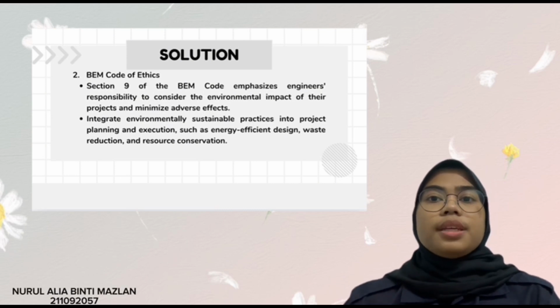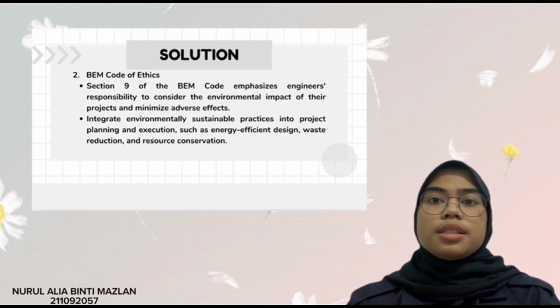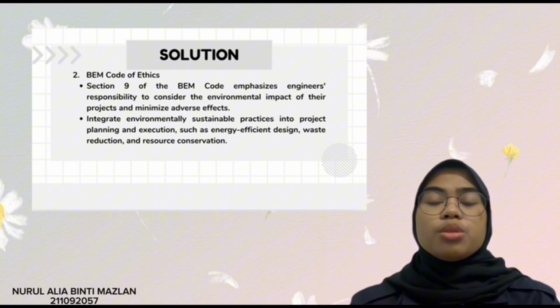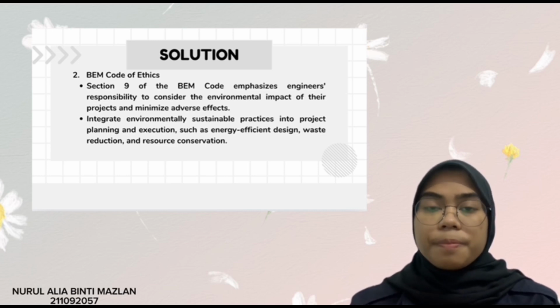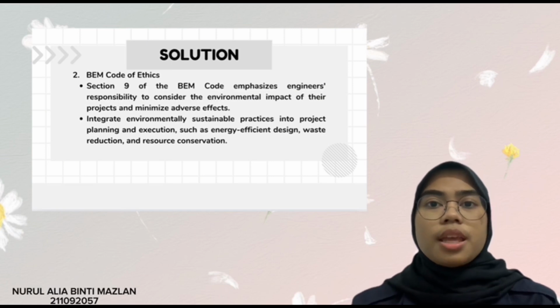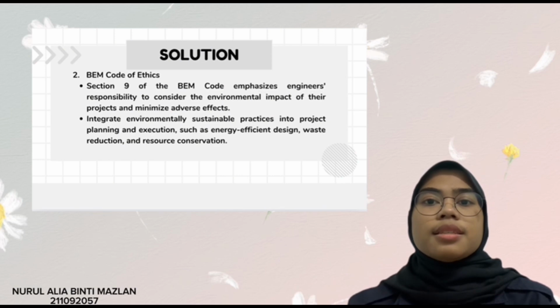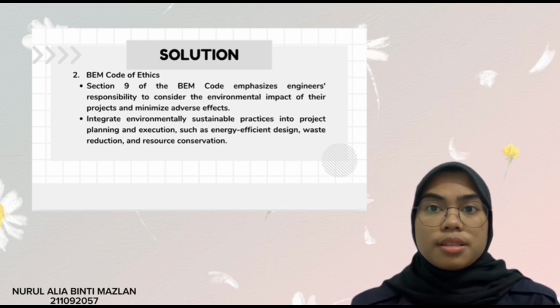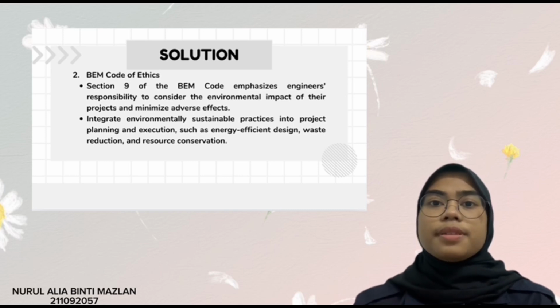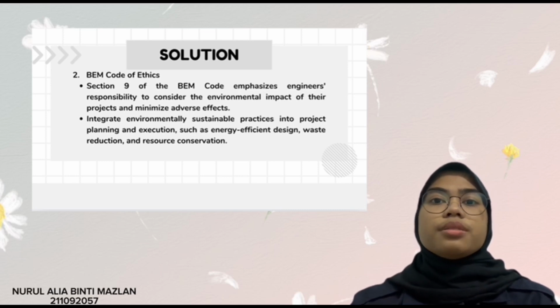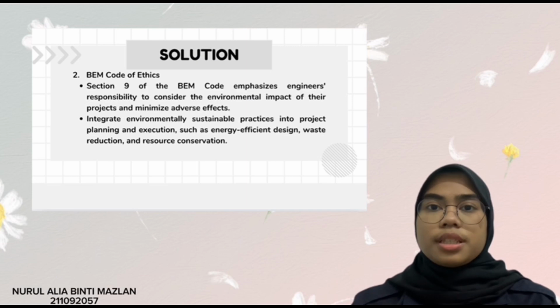Based on BEM Code of Ethics, Section 9 of the BEM Code emphasizes the engineer's responsibility to consider the environmental impact of their project and minimize adverse effects. Integrate environmentally sustainable practices into project planning and execution, such as energy efficient design, waste reduction, and resource conservation.